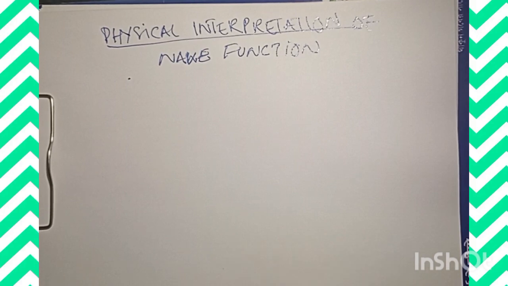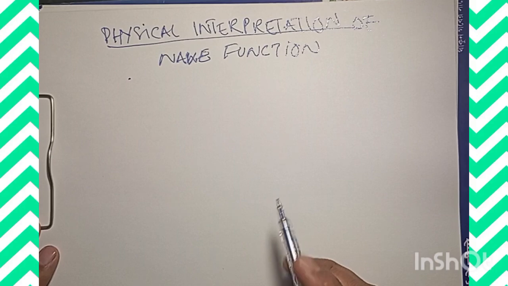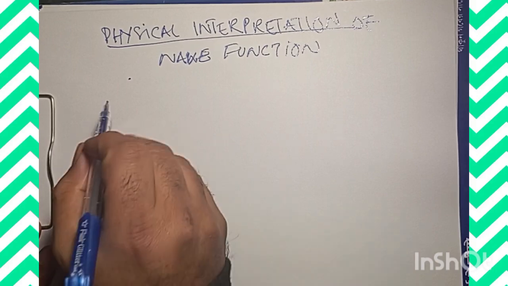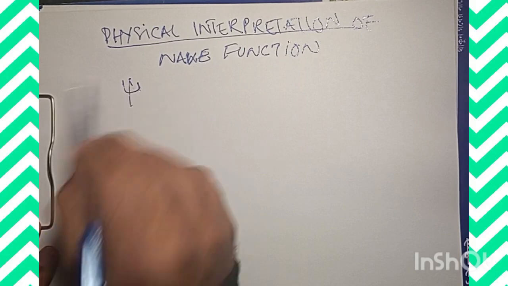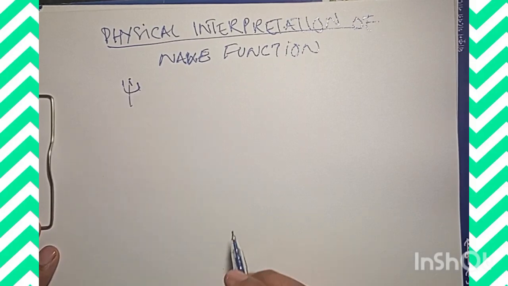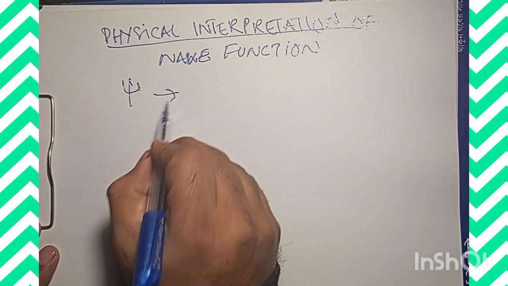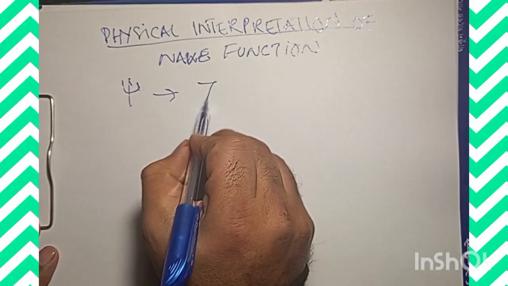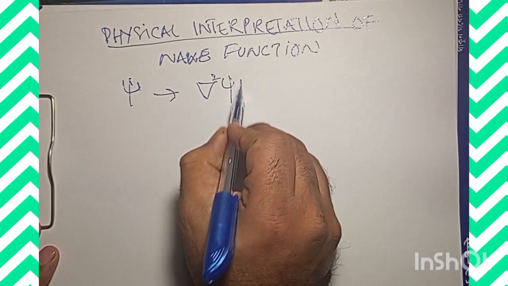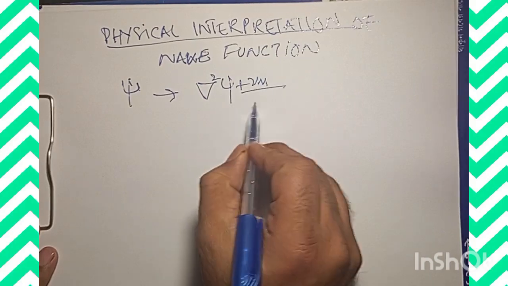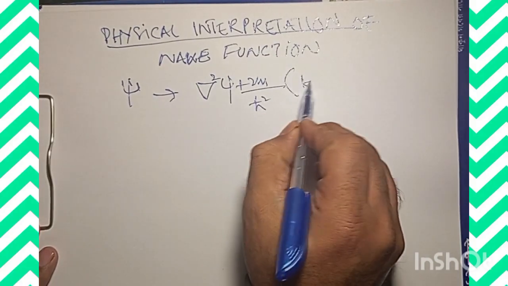Let me say something about the physical interpretation of the wave function. Certainly, it would be interesting to interpret this wave function, psi, that appears in Schrödinger's wave equation, if I write down the time independent Schrödinger wave equation for the time being.